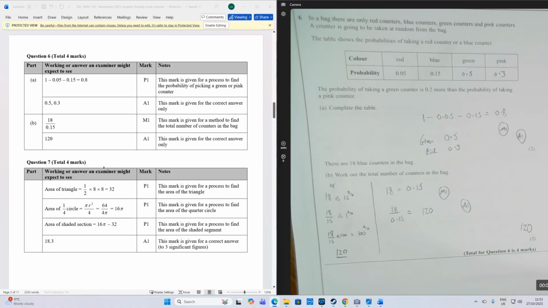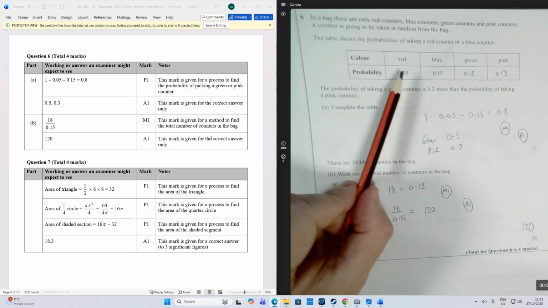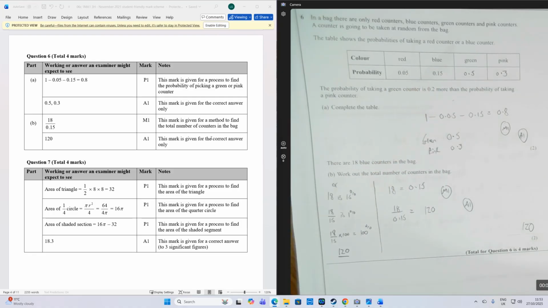What does it say? In a bag, there are only red counters, blue counters, green counters, and pink counters. A counter is going to be taken at random from the bag. The table shows the probabilities of taking a red or a blue counter. Okay, so that is the 0.05 and the 0.15. The probability of taking a green counter is 0.2 more than the probability of taking a pink counter.